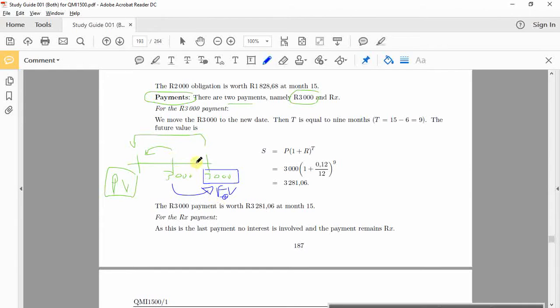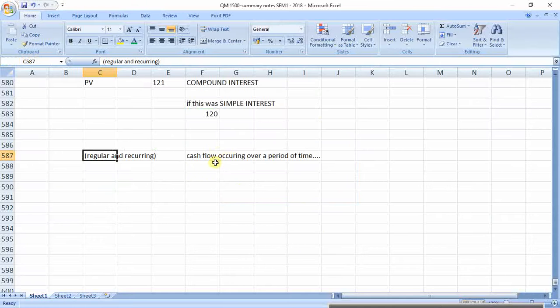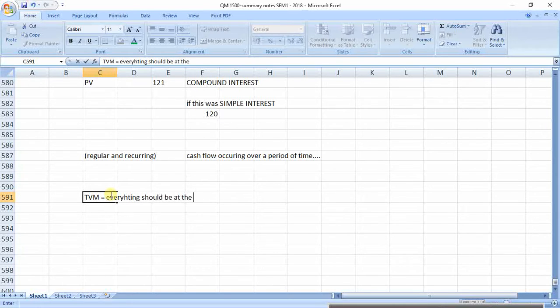Okay, because it's not at the same time. If this is time 2, that's at time 1. So this needs to go to there before I can add it. Another thing to remember with time value of money, TVM, is that everything should be at the same point in time. That's the taking things backwards and forwards.